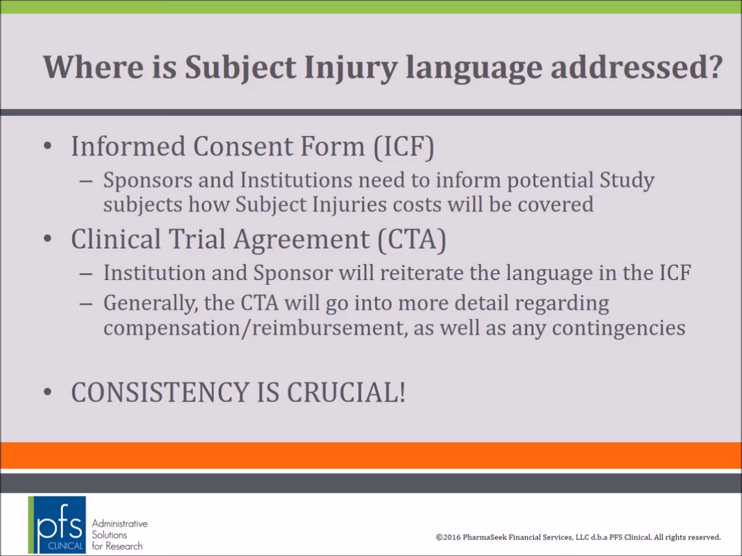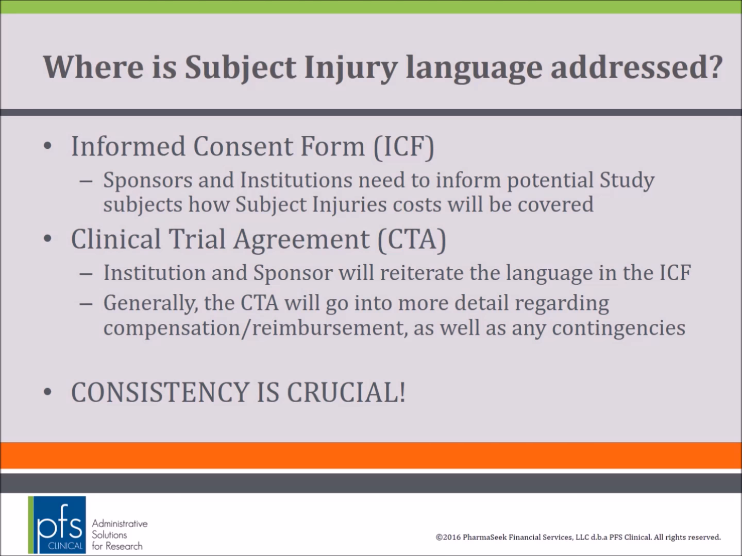The second place you'll find it is in the clinical trial agreement. And the language in the CTA is going to be a little bit more detailed. It'll hash out exactly what bills the institution can expect the sponsor to cover, and exactly what conditions must occur or not occur for the sponsor to cover those costs. So that's a little confusing, but basically they'll put some contingencies on what they will or will not cover, and I'll talk about that a little later. So generally the CTA will go into more detail regarding the compensation, just because that's really the legal document between the two potential payers of these costs.